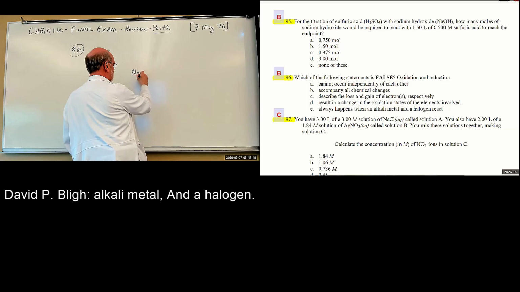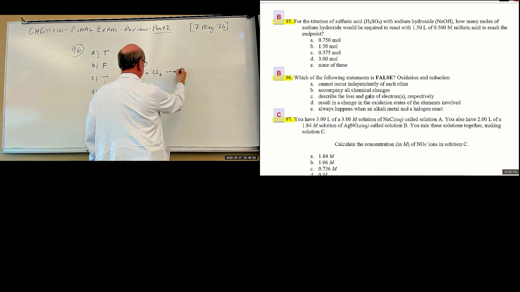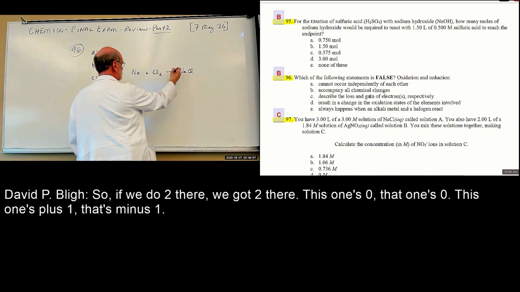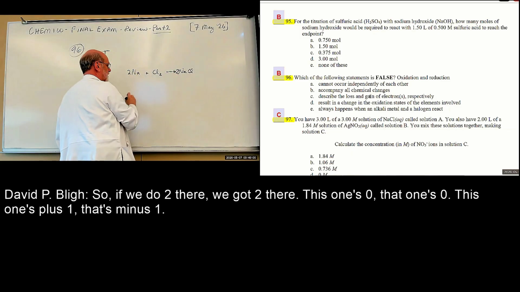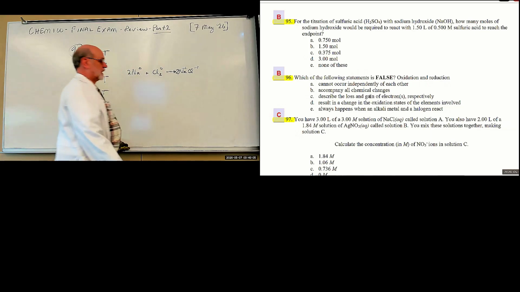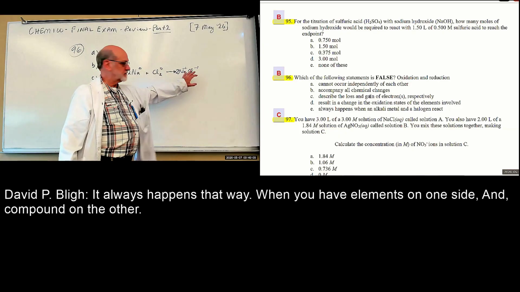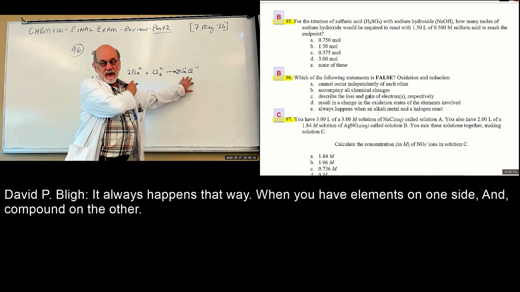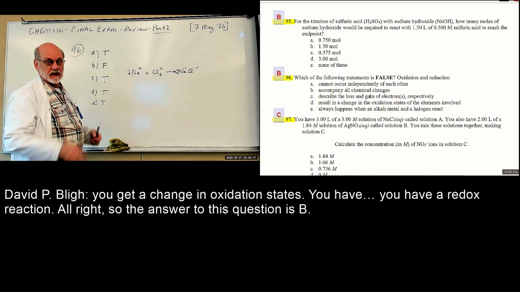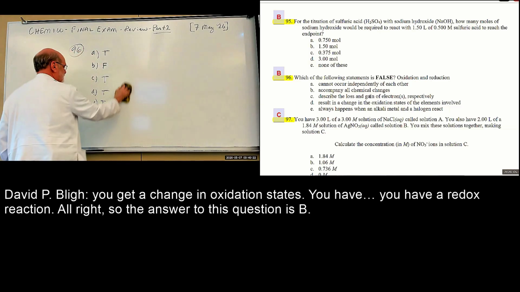Alkali metal and a halogen. If we do 2 there, we got 2 there. This one's 0, that one's 0. This one's +1, that's -1. It always happens that way. When you have elements on one side and compound on the other, you get a change in oxidation states. You have a redox reaction. All right, so the answer to this question is B.